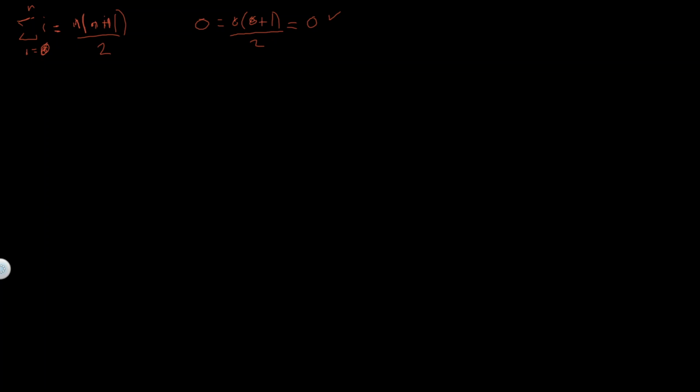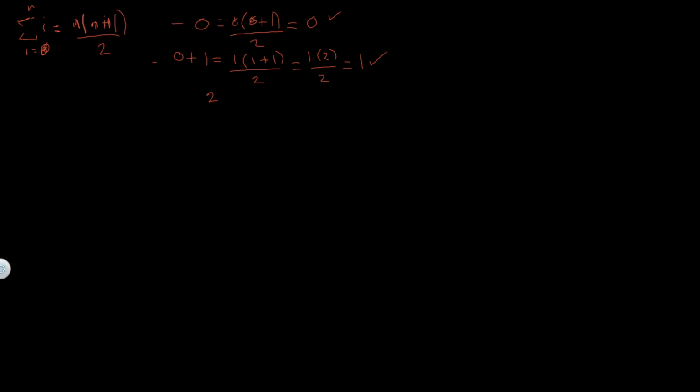Let's try for n equals 1. So if n equals 1, then the sum is 0 plus 1, which equals 1. Then I plug in 1 for the right side of the equation: 1 times (1 plus 1), divided by 2, and I end up with 1 times 2 divided by 2, and that equals 1, so that checks out.